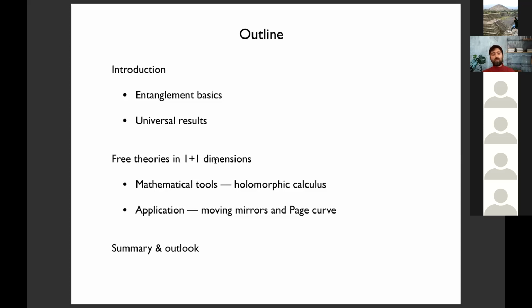And then we're going to jump into the specific thing I want to talk about today, which are free theories in 1+1 dimensions. I'm going to show you a set of mathematical tools, which is essentially holomorphic calculus, so very standard things, but that turn out to be surprisingly powerful to solve some of these problems completely. And at the end, I want to tell you about an application that we've been working on lately, which is a story of moving mirrors in flat space and how you can extract an exact Page curve from that physics. And then we're going to finish with some summary and outlook.